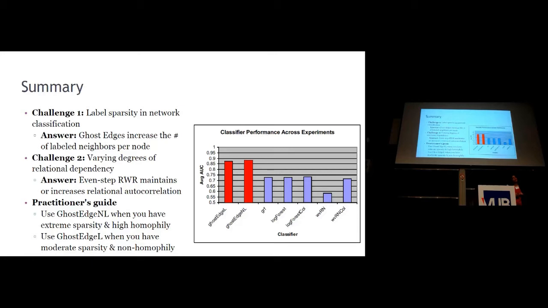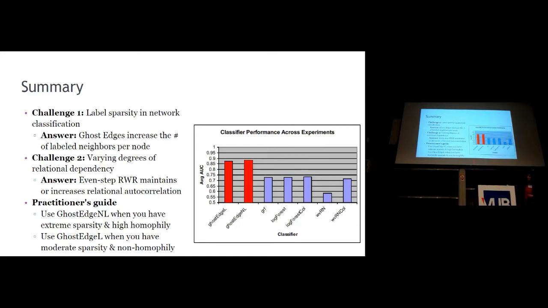And so the idea was that I'm going to handle label sparsity by increasing the number of neighbors that have labels. And I'm going to do that through these things called ghost edges. And then in terms of dealing with different degrees of relational dependency, I'm going to do this even step random walk with restart, which is I'm going to have my random walker walk not on the adjacency matrix, but the adjacency matrix times itself, right? The square of the adjacency matrix.